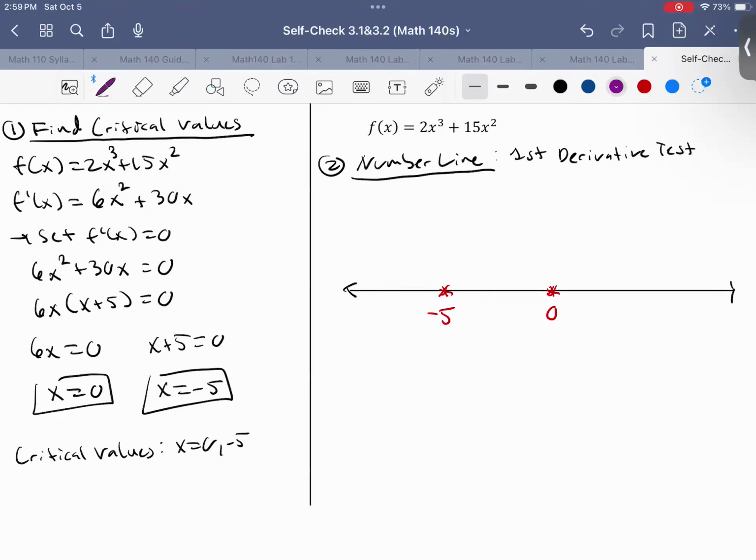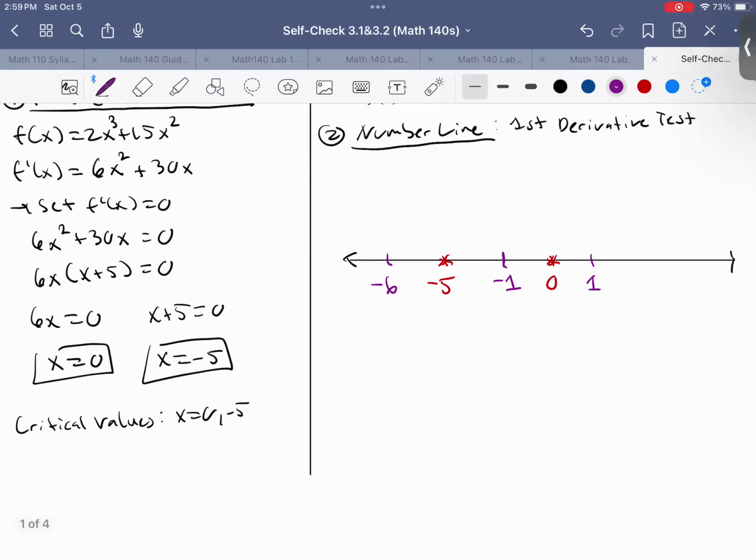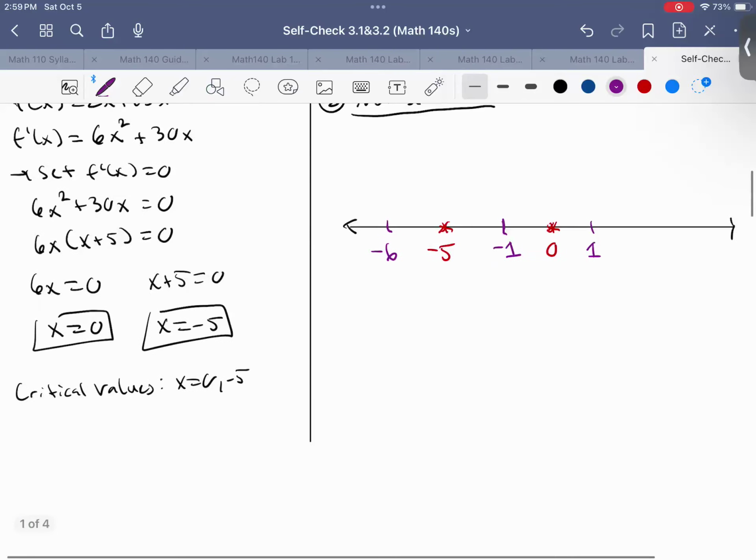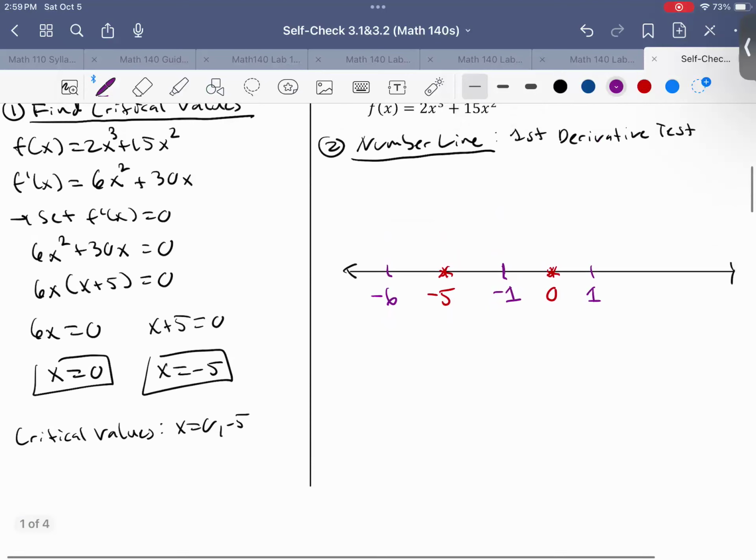All right, so let me just go ahead and pick some points around this that are easy to work with. So between -5 and 0, I guess I'll do like -1. To the right of 0, I'll do 1. They're just easy to work with. And then for -5, to the left of that, I'll choose like -6. Okay, but here's where we want to plug these into our first derivative so that we can see whether they're increasing or decreasing.